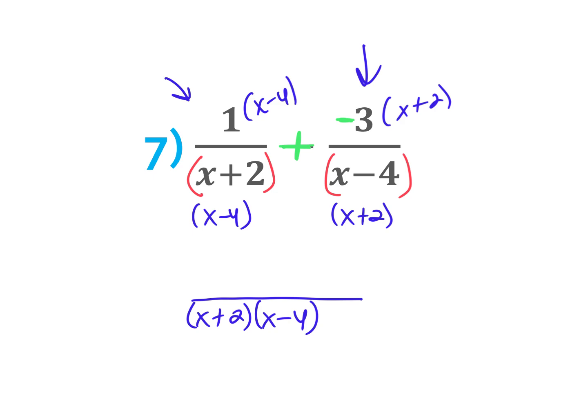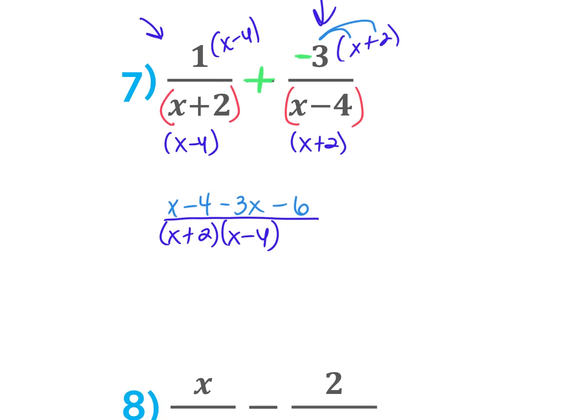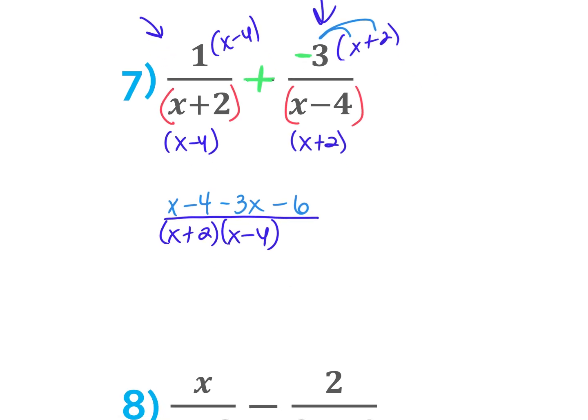So as we go to simplify, 1 times x is x. 1 times negative 4 is minus 4. And then remember, guys, you're distributing a what? A negative 3. So negative 3 times x is minus 3x. And negative 3 times 2 is negative 6. That's the biggest place for you guys to make a mistake, is you'll forget to distribute that negative.